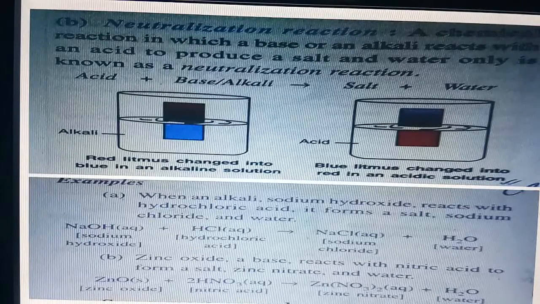So let's see an example with an alkali, sodium hydroxide. Sodium hydroxide is a very strong alkali. Why is it called an alkali? Because this is a water soluble base. All water soluble bases are alkalis.